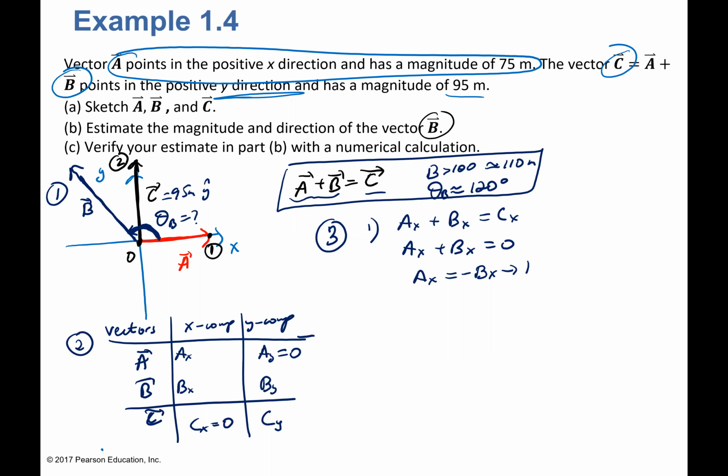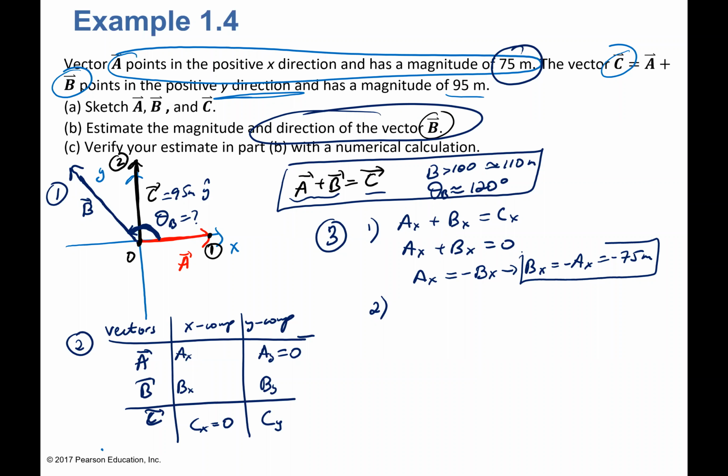Or you can say, in this case, Bx is equal to negative Ax. What is Ax? Since vector A has no y component, all of this 75 meters is in the x direction. So this is negative 75 meters. All right, so we got the x component of B. Let's look at equation 2. Remember, our goal here is to find the magnitude and direction of vector B. I've found the x component of vector B, and now I need to find the y component.